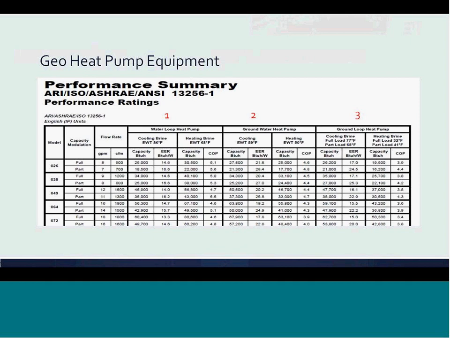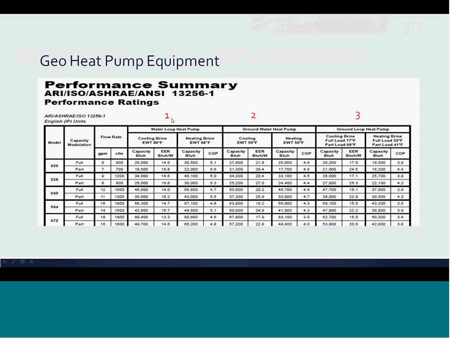A more rigorous version of this analysis would be a detailed life cycle cost analysis, where you'd also take into account maintenance and cost of energy. For heat pumps, 3 different testing conditions are performed under ARI, ISO, ASHRAE, ANSI 13256-1. Say that 3 times fast. You'll see those different conditions on your screen.